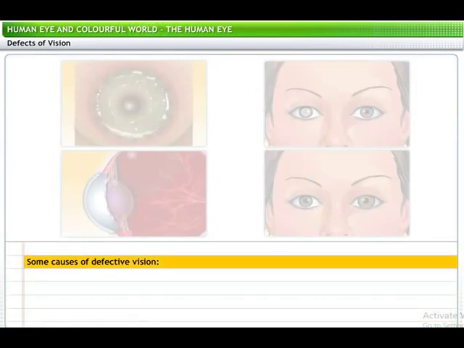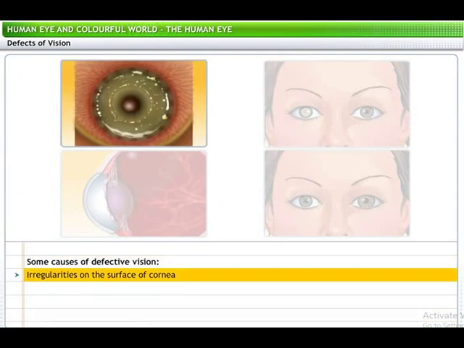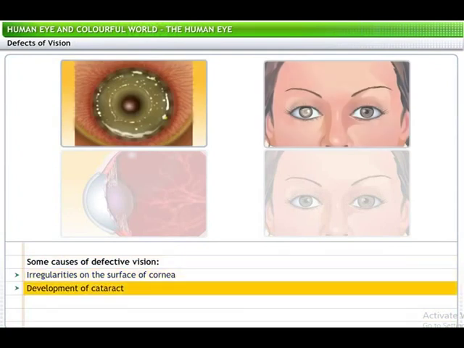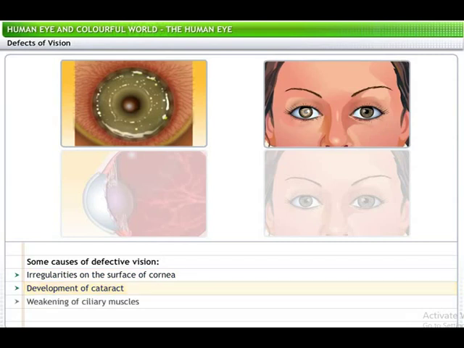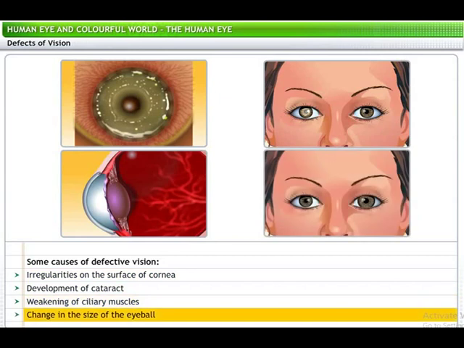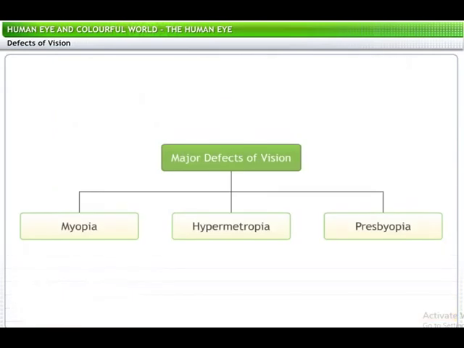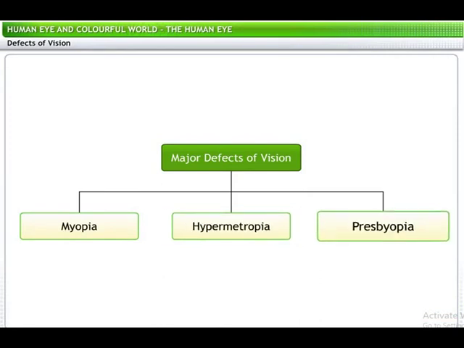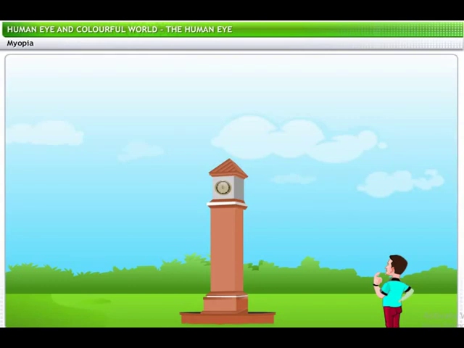Some factors that can cause irregularities in vision are irregularities on the surface of the cornea, development of cataract, weakening of ciliary muscles, and change in the size of the eyeball. These irregularities can lead to three major types of vision defects: myopia, hypermetropia, and presbyopia. Let's look at each of these defects in detail.